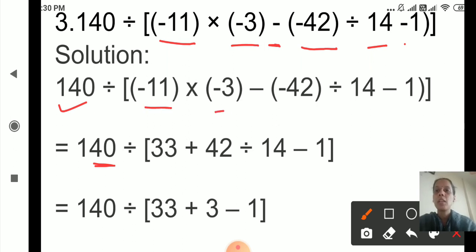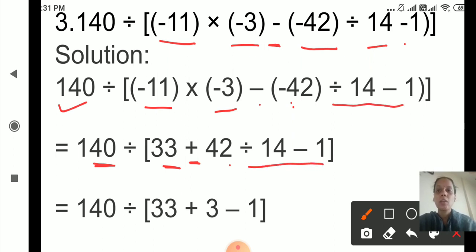Minus 11 multiply by minus 3. 11 3s are 33. And here we will not write the minus sign, the negative sign, as minus minus becomes plus. So only 33. Now see here, this minus becomes plus. So in between a plus sign, and 42 we have written as it is. 11 3s are 33 and minus becomes plus 33. Again minus becomes plus, 42 we have written as it is, divided by 14 minus 1, that also we have written as it is.